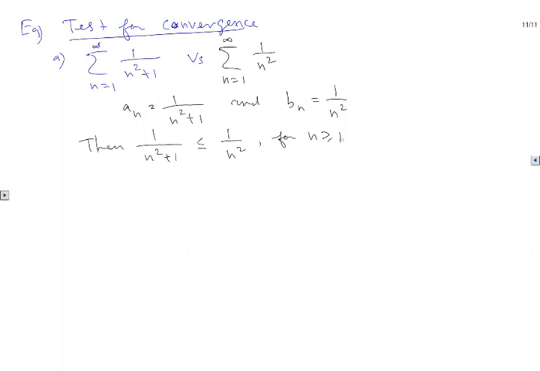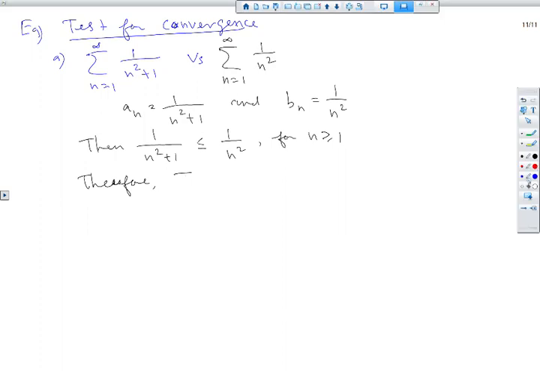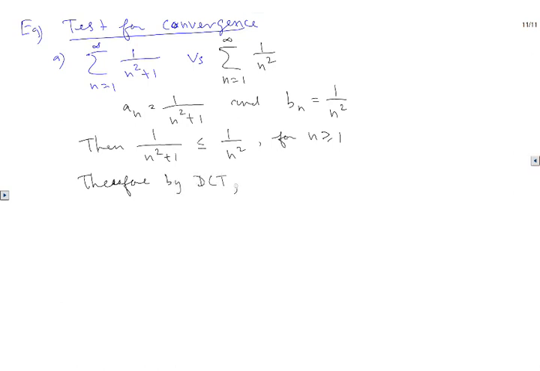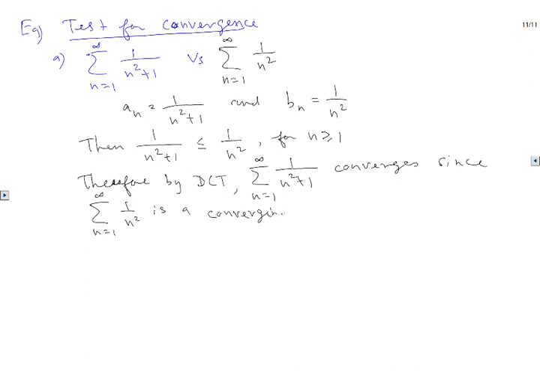So we can see, therefore, because this is an argument, by the direct comparison test, the series sigma n going from 1 to infinity, 1 over n squared plus 1 converges, since sigma n going from 1 to infinity, 1 over n squared is a converging p-series with p equal 2, which is greater than 1. These words are important: converging.